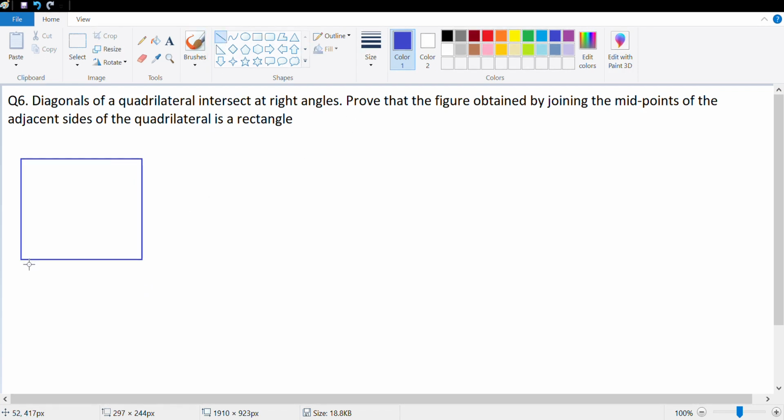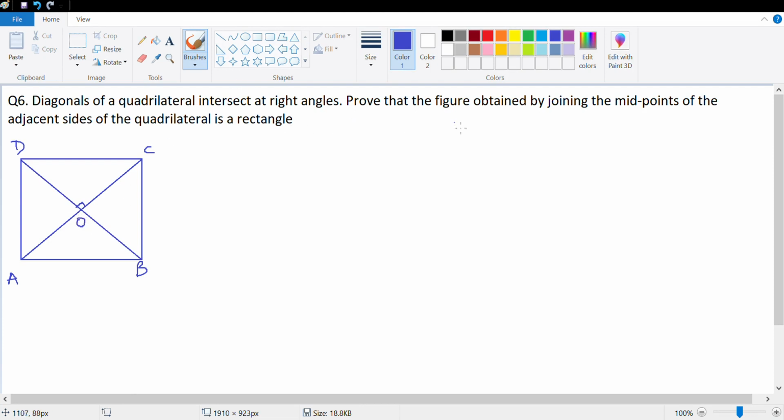So now let's look at this. Diagonals intersect at right angle. Prove that the figure obtained by joining the midpoints of the adjacent sides of the quadrilateral is a rectangle. So let's call this A, B, C, and D. What is given is that the diagonals intersect at right angle. So these are the two diagonals. This is 90 degrees. Let's give this point the name O.